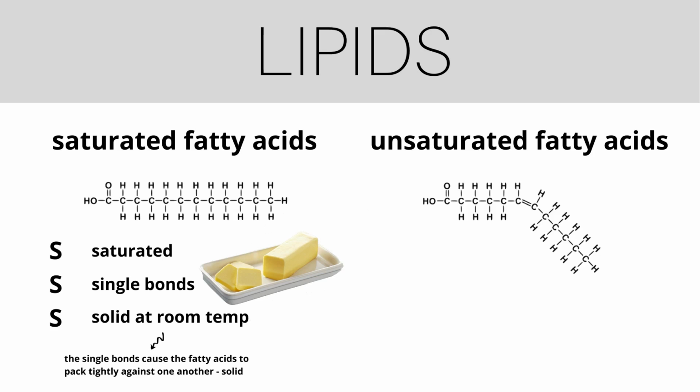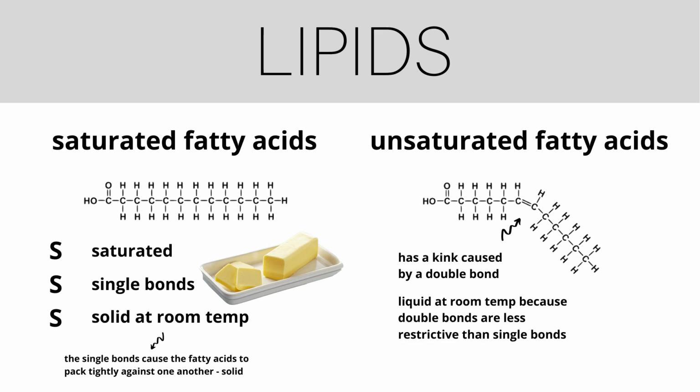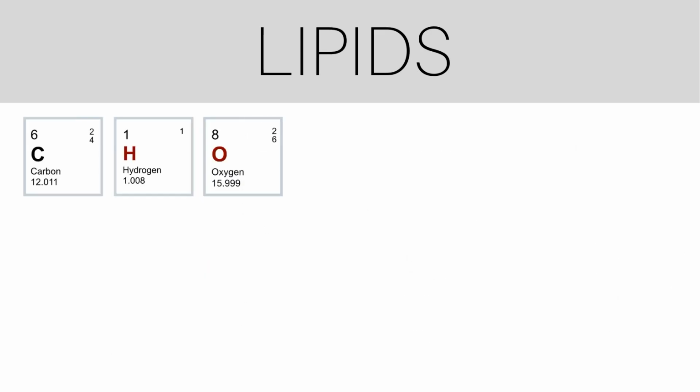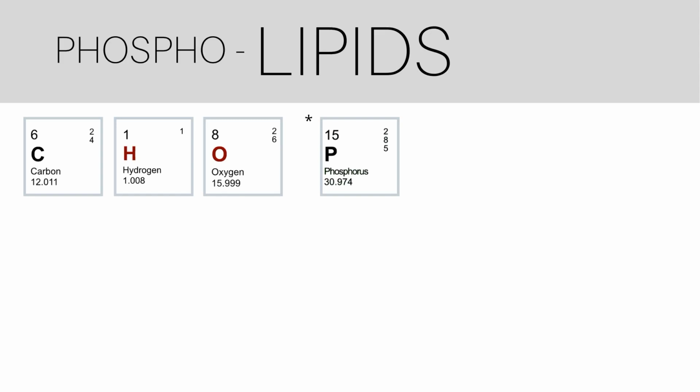This is an unsaturated fat. You can see that there's a kink in the structure, and this is caused by a double bond, something not found in saturated fats. This double bond allows the molecules to move more freely, so unsaturated fats are more often found as liquids at room temperature, like oil. We mentioned how lipids sometimes have phosphorus. When this happens, the lipid is called a phospholipid.